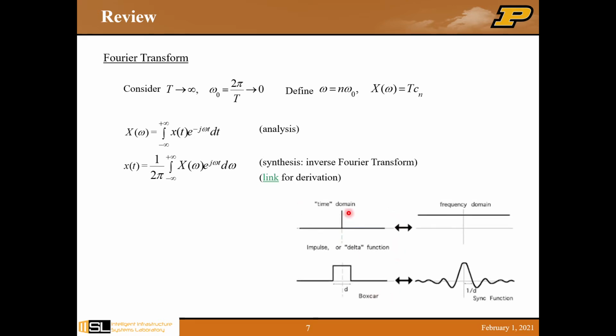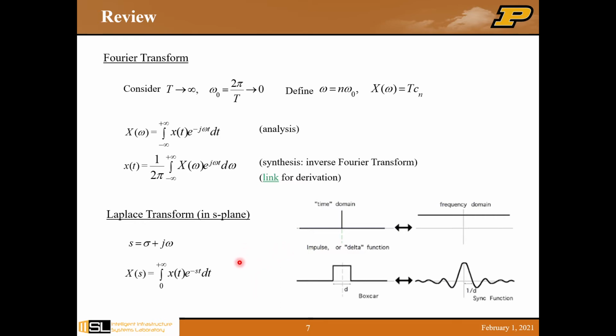Here, I also showed some common Fourier transform pairs. If we have a spike in the time domain and apply the Fourier transform, you will get a uniform distribution over the frequency domain. If you have a rectangular pulse signal in the time domain, then after the Fourier transform, you will get a sinc function here. Another similar transform is the Laplace transform.